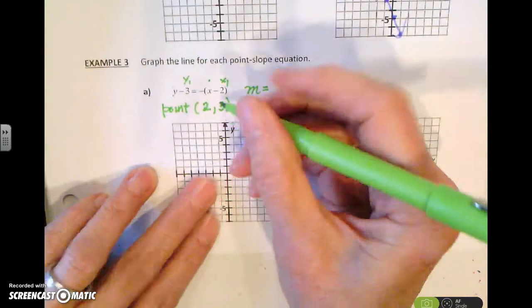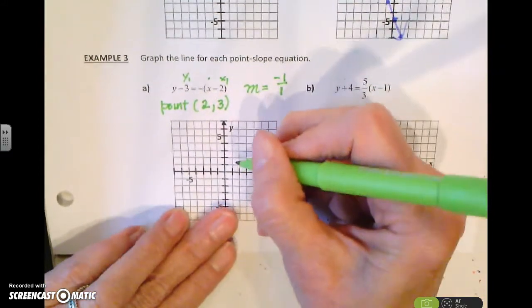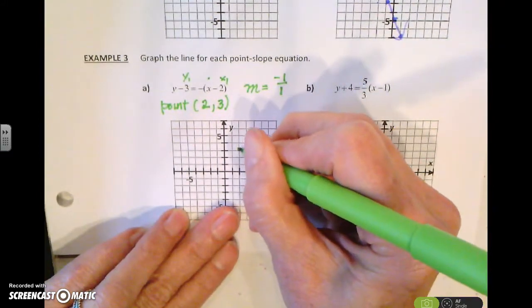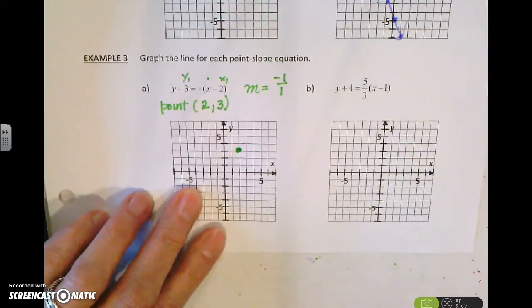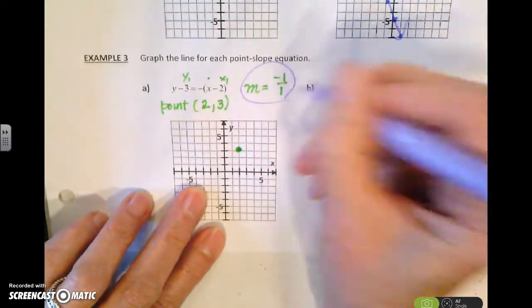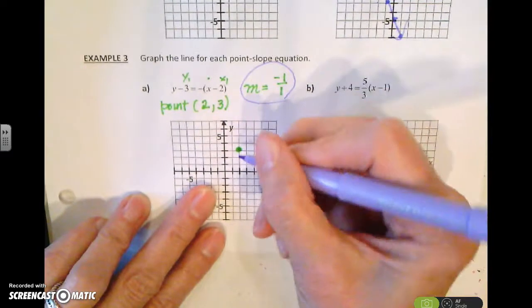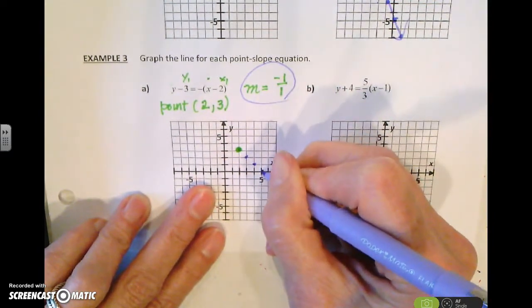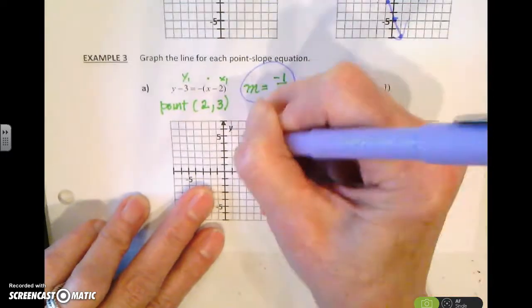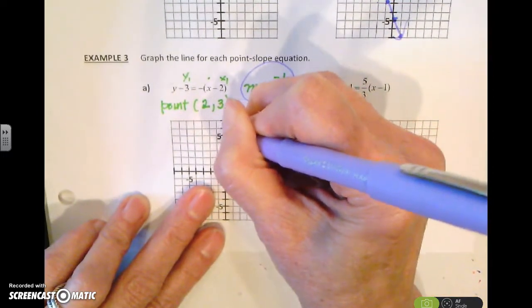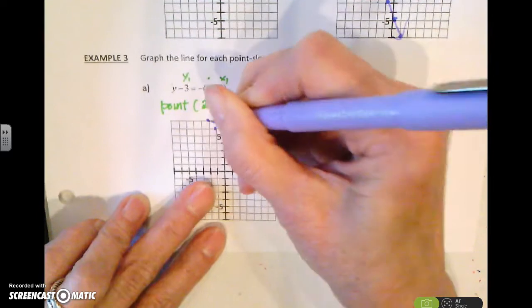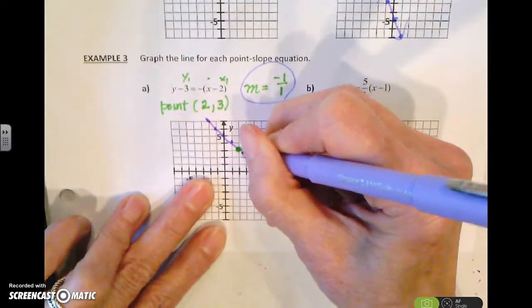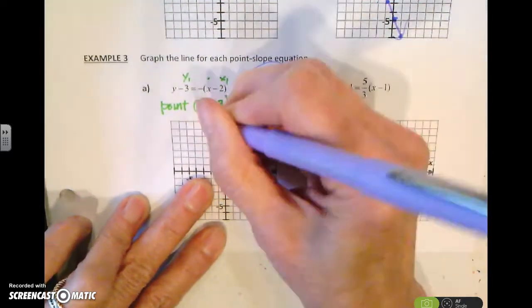So now I want to graph it. So I'm going to first plot the point, which is 2, 3. So I'm going to plot my point. And then I'm going to use my slope here, negative 1 over 1. And that tells me I'm going to go down 1, right 1, over and over, down 1, right 1, and plot those points so that I can connect it and get a picture of the line right here.